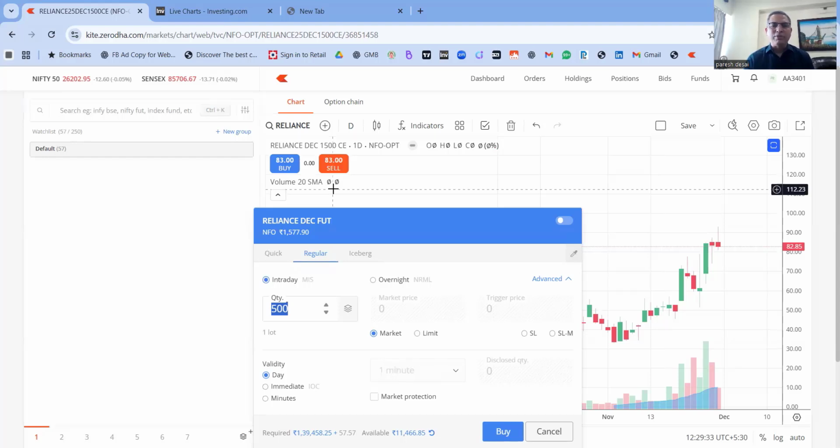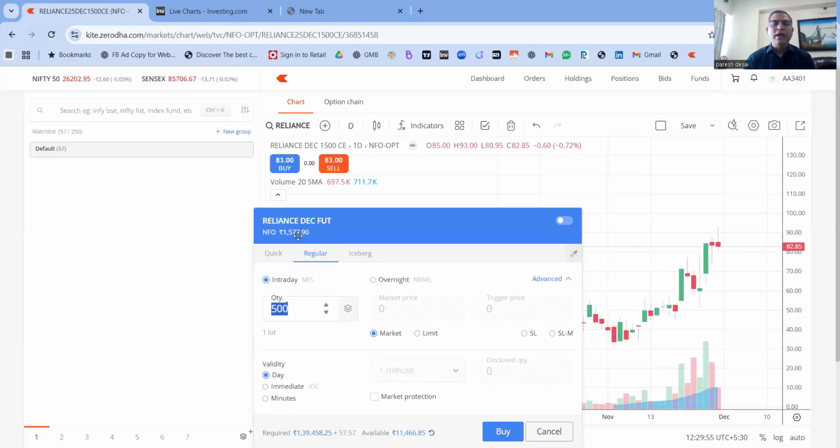But in futures, what happens is you don't pay 8 lakh rupees. Right now, you're paying only 1,40,000. Can you see here, required is saying 1,40,000. Now, assuming that you buy this futures contract, let us understand how you'll benefit as a trader.